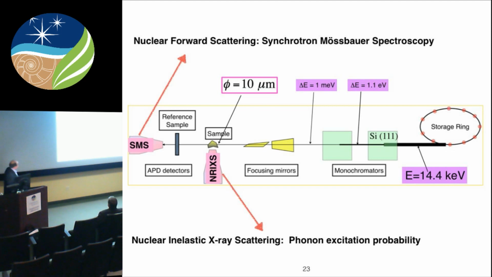So schematically, it's like this. You have the focusing mirrors and the monochromator. You have the diamonds here. The sample is here. We put these two detectors on the side, or three of them.